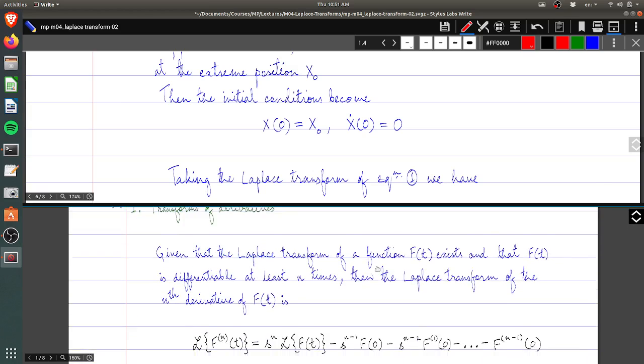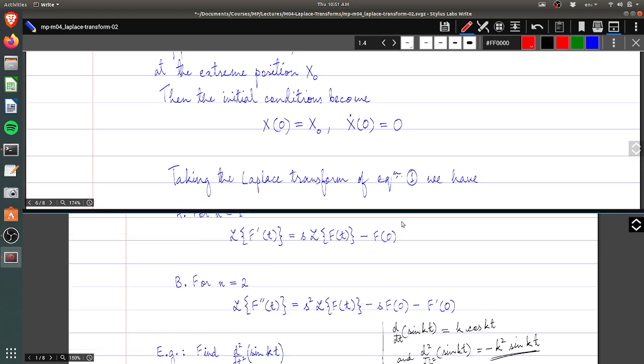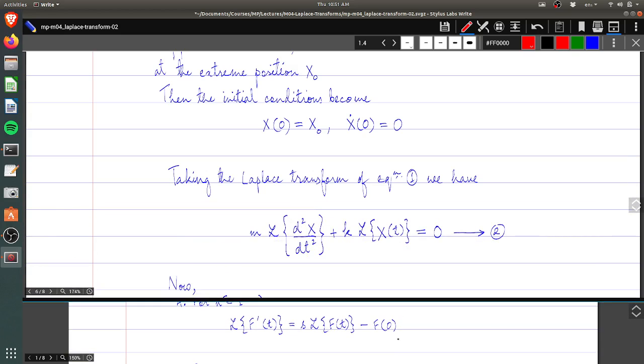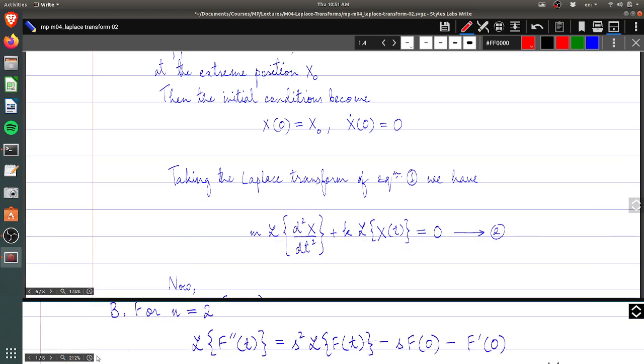The Laplace transform of derivative, we use this formula. For the second derivative, we have already obtained the expression. This was the expression for the second derivative.